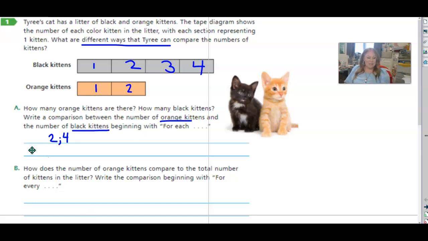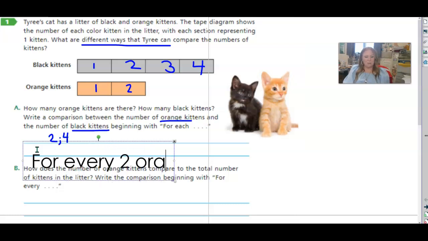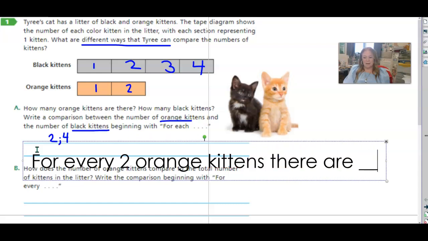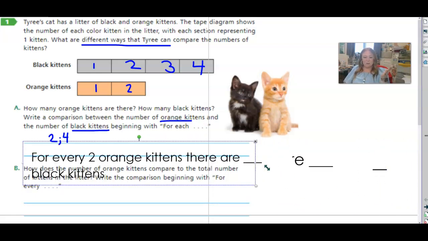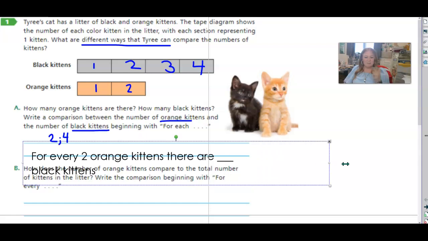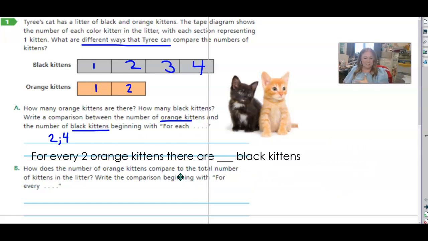So I'm going to say something like for every 2 orange kittens, there are blank black kittens. So I'm going to have you fill that in. So every time we have 2 orange kittens, we have blank black kittens.